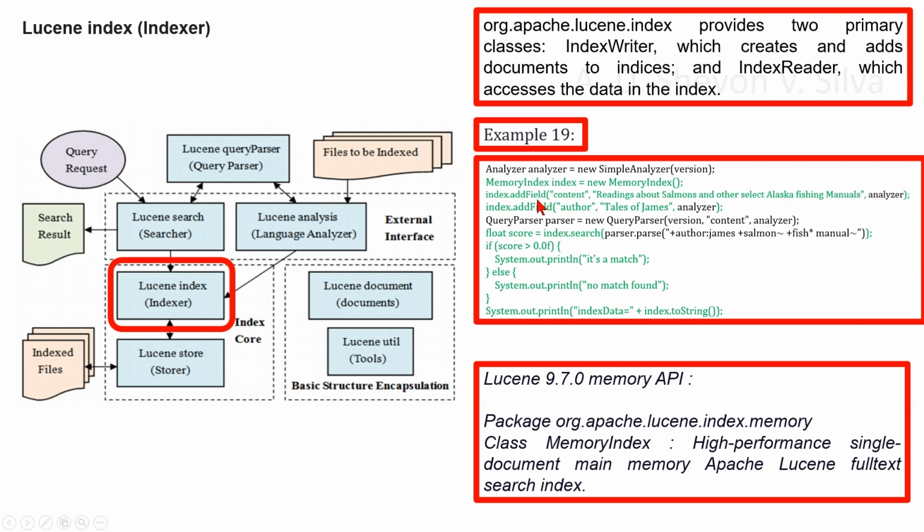Arbitrary Lucene queries can be run against this class. Note that the Lucene query selects on the field names and associated indexed tokenized terms, not on the original full text. The latter are not stored but rather thrown away immediately after tokenization.